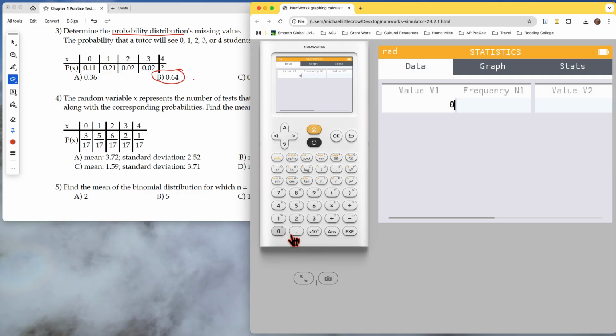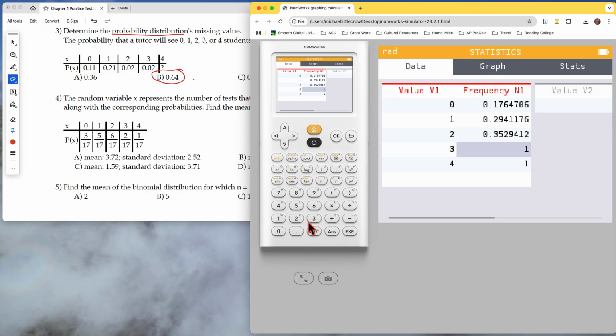So I'll just go 0, 1, 2, 3, and 4. So those are the random variables. And we can just enter 3 divided by 17, 5 divided by 17, 6 divided by 17, 2 divided by 17, and 1 divided by 17. We've got all our probabilities in here.